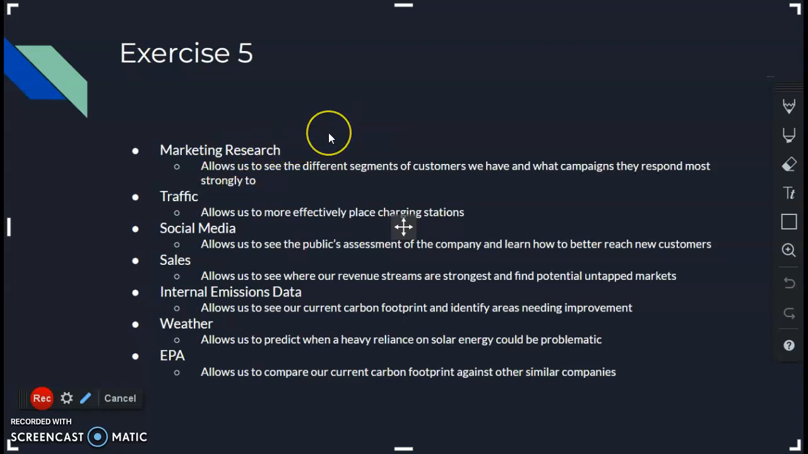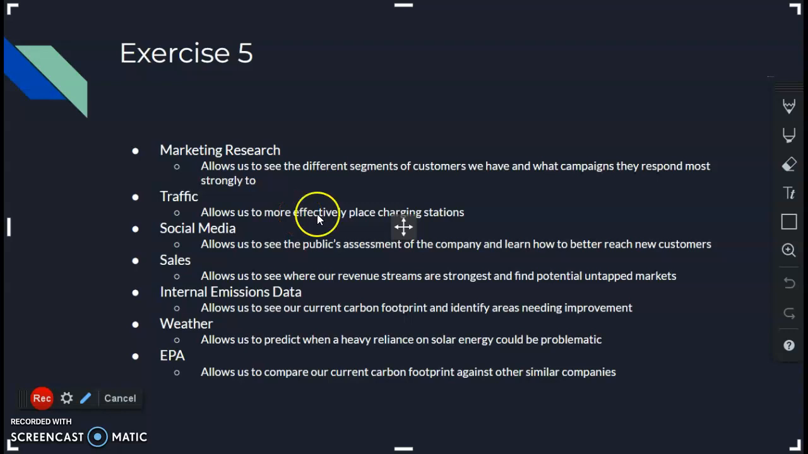The first is marketing research. This will allow us to see the different segments of customers we have and what campaigns they respond most strongly to. This can be gathered in the form of surveys or focus groups and could be done internally by the organization itself.